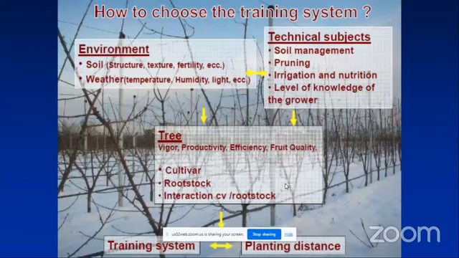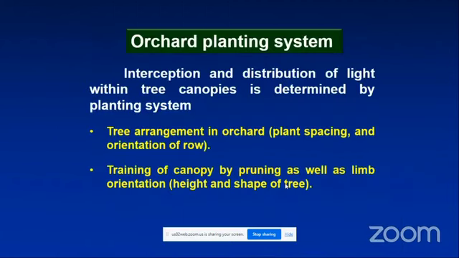And then how to choose the training system. It depends upon the environment. For the environment, we have to depend upon soil and weather. Then technical subjects are there: soil management, pruning, irrigation, and nutrients, and the level of knowledge of the grower. And then tree vigor, productivity, efficiency, cultivar, rootstock and interstock, training system, planting distances, and direction of the orchards.